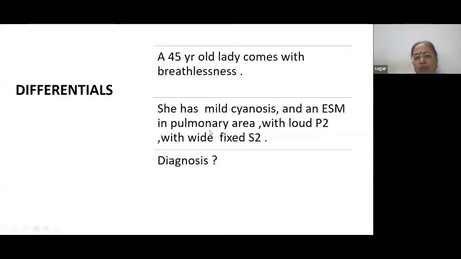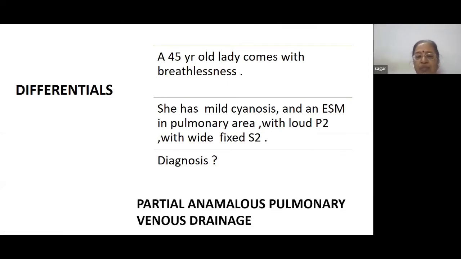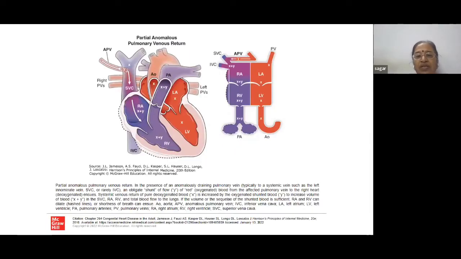Now, let's look at this problem. A 45-year-old lady comes with breathlessness. She has mild cyanosis and an ejection systolic murmur in the pulmonary area with a loud P2 and a fixed split S2. So everything looks like ASD, but there is a mild cyanosis. What do you think of? That is a partial anomalous pulmonary venous drainage. Now, what is this partial anomalous pulmonary venous drainage? You have at least 2 pulmonary veins draining into the SVC. So obviously, this is getting mixed up here, and you get a partial anomalous pulmonary venous drainage, and you have an ASD also. Then you can have a mixing up of the blood, and you can have some amount of cyanosis.